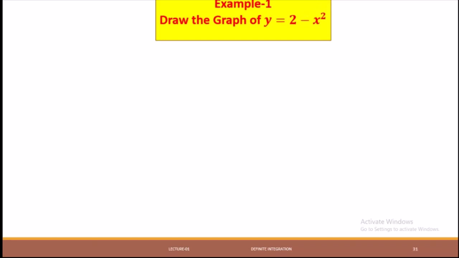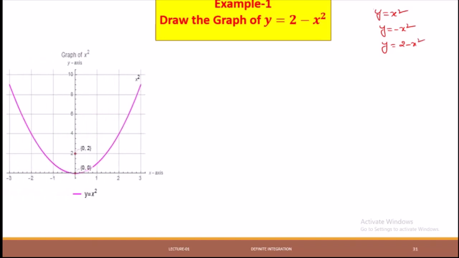Here I would like to discuss examples of some graphical transformations. Here is the first example. You are asked to sketch the graph of y is equal to 2 minus x square. We'll sketch the graph of this in 3 steps. First we will draw the graph of y is equal to x square, then the graph of y is equal to minus x square, and then the graph of y is equal to 2 minus x square. Here is the first step, the graph of x square.